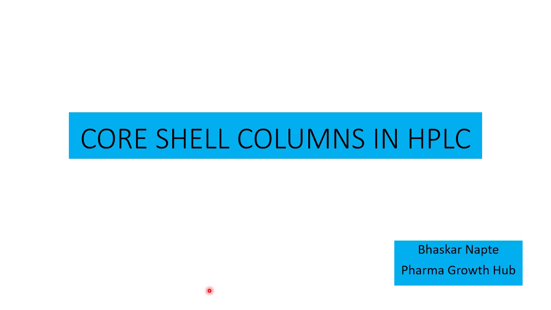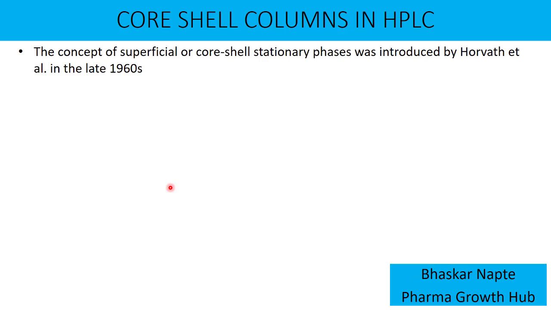Today we are going to discuss something called core shell columns in HPLC. These are the columns which are manufactured by using core shell particles. So we'll talk about what exactly the core shell particles mean and how they differ from the porous particles. We'll also talk about who invented this core shell technology and who actually commercialized it for the very first time.